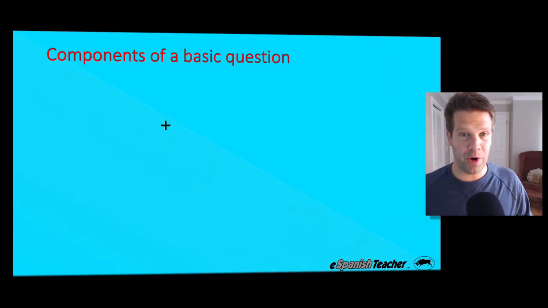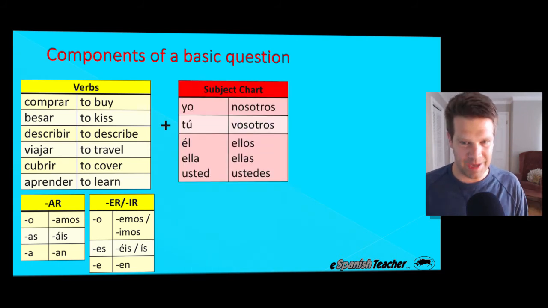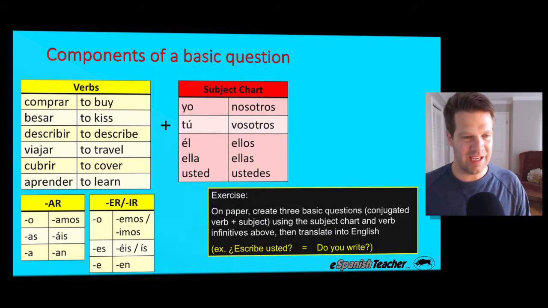Let me show you the components of a basic question. These are easy and you already know them. The first component is a verb. The verb comes first. So verbs plus subjects equals a basic question. All right, so here are some verbs on the left. These are just a handful of verbs I chose at random. And what I would like you to do is on paper, choose 3 or 4 of these verbs and pair them with one of these subjects over here or a number of these subjects and formulate some basic questions on paper. Let me give you an example.